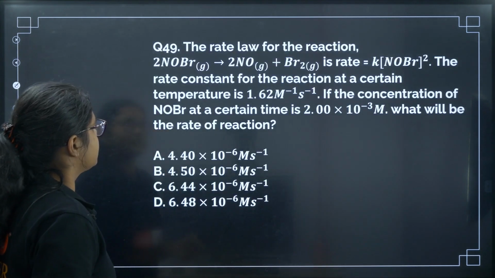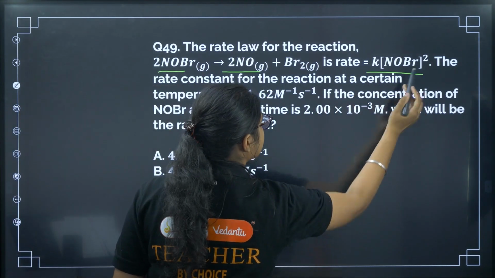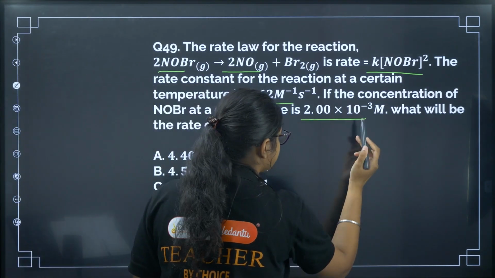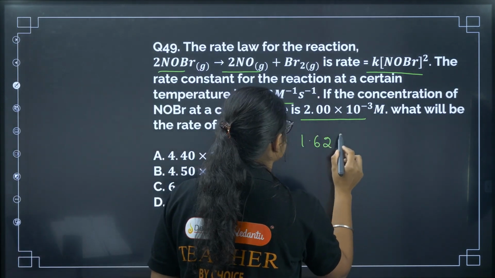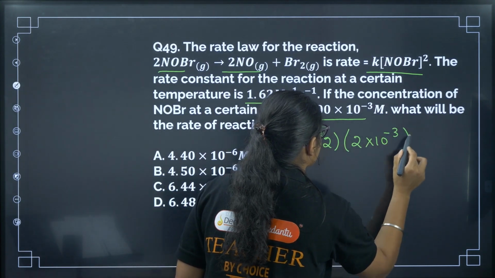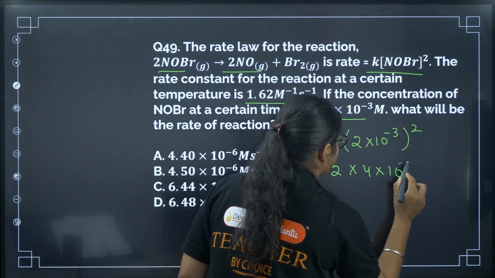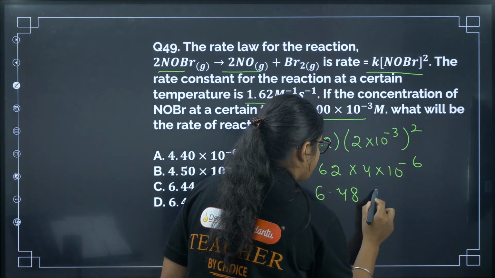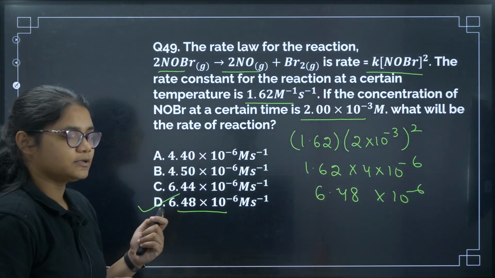Okay, now let us see the next question. The rate law for the reaction is given to you already. The rate constant for the reaction is given. If the concentration of NOBr is also given, then what will be the rate of reaction? Nothing to do, we just have to put in the formula and calculate. So 1.62 is there, and then NOBr is 2 into 10 to the power of minus 3, squared. So I'll get 1.62 into 4 into 10 to the power of minus 6. 4 2s are 8, 4 6s are 24. So we'll get 6.48 into 10 to the power of minus 6. That is your option number D. Correct answer is option number D for this question.